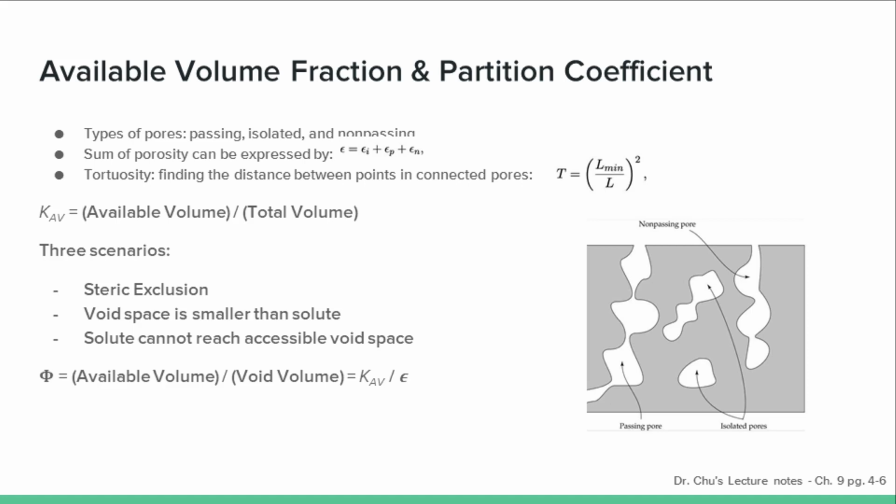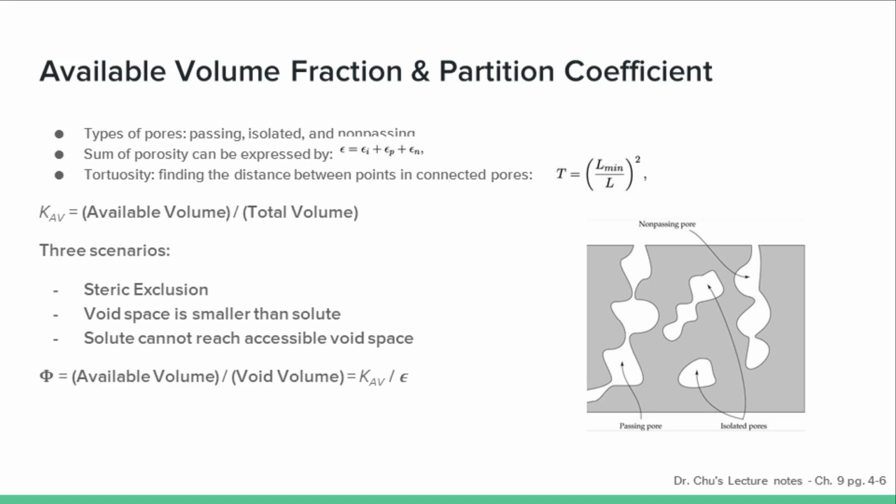Moving on to the available volume fraction and the partition coefficient. There are 3 types of pores, just for some background on this. This can be a passing, isolated, or non-passing pore. In the lower right-hand corner of this slide, you'll be able to see the different depictions of those 3 different cases.